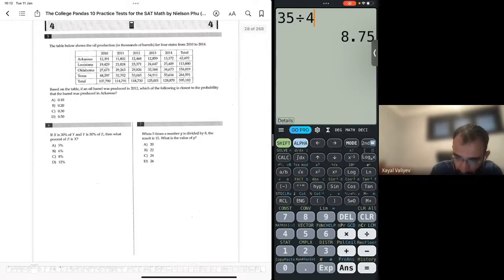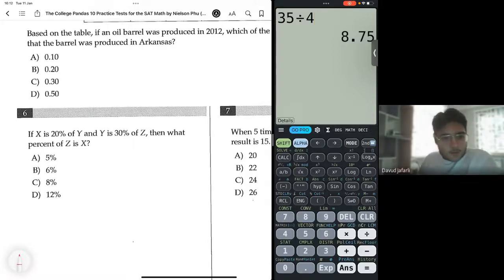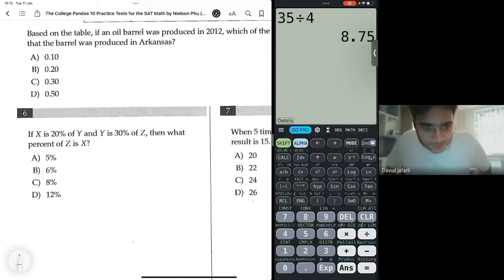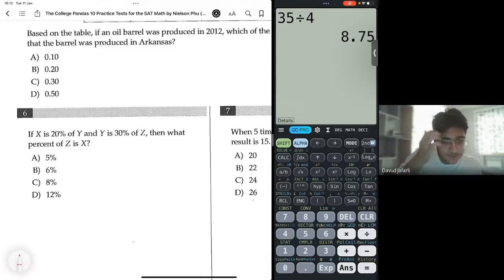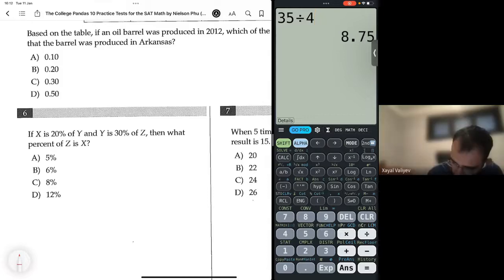Question 5, not gonna do. Question 6, yes, we are going to do. If x is 20% of y and y is 30% of z, what percent of z is x? Actually, we should find z, then x. Let's take z as 100.